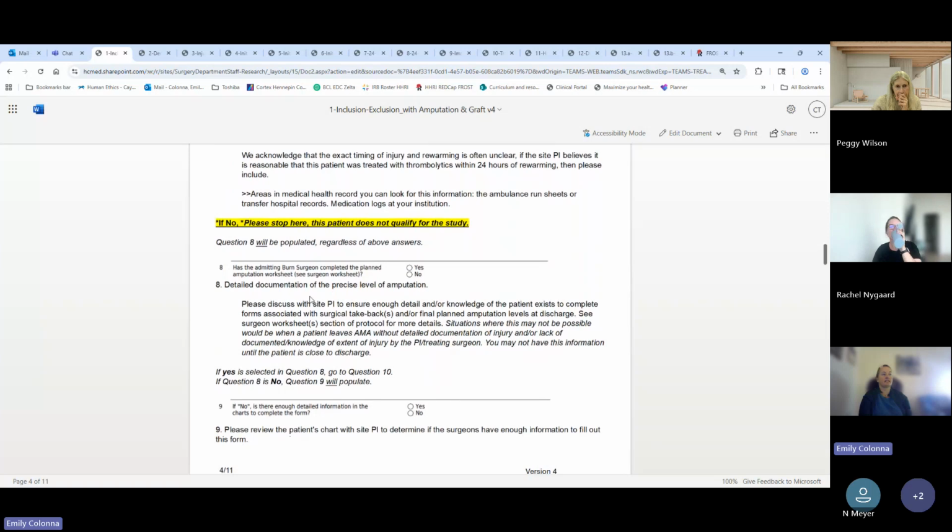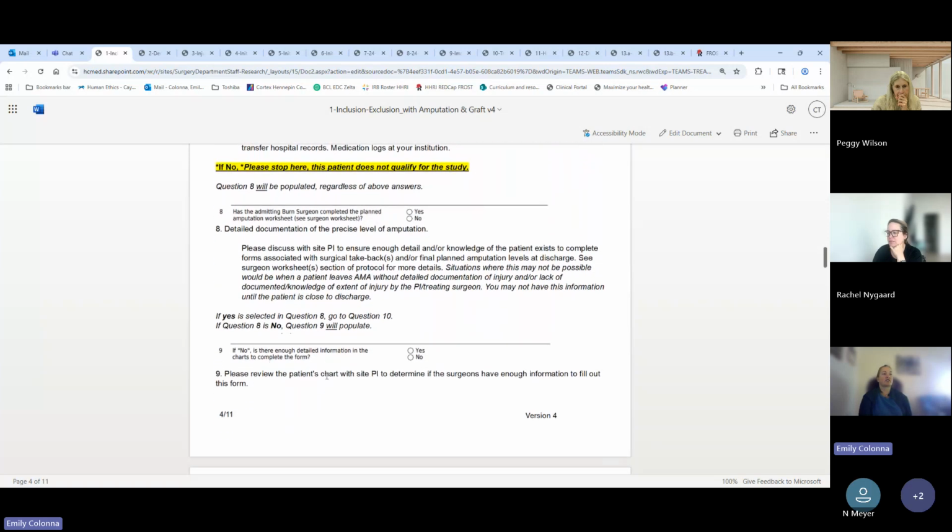A detailed documentation of the precise level of amputation. And like we said, this will probably be known by discharge. And then that's looking at the surgeon worksheet. We don't expect you to have the surgeon worksheet completed as you're screening. So then another question comes up. We just want to make sure that the PI can determine that the surgeons have enough information in the medical chart to fill out that form.